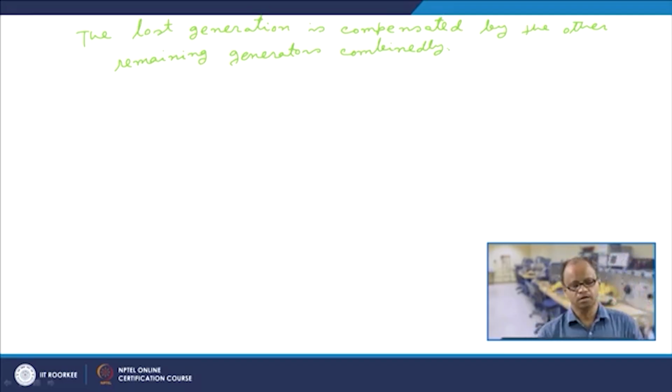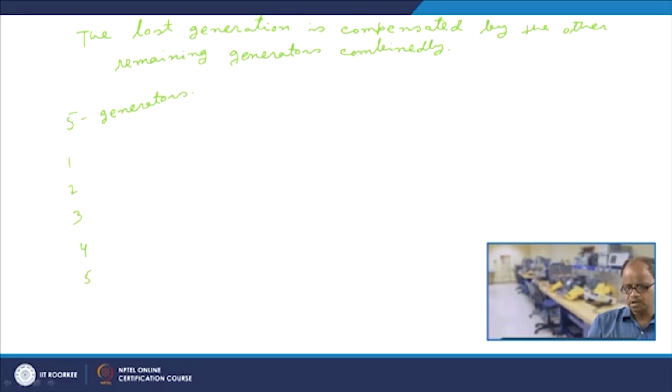So, what does it mean? Suppose, for example, in my system there are 5 generators, 1, 2, 3, 4, 5, and this generator is gone, and let us say this generator has been supplying 100 megawatt earlier. So this 100 megawatt of lost generation would now have to be compensated by all these 4 remaining generators. Now, the question is how this 100 megawatt would be distributed among these 4 remaining generators.